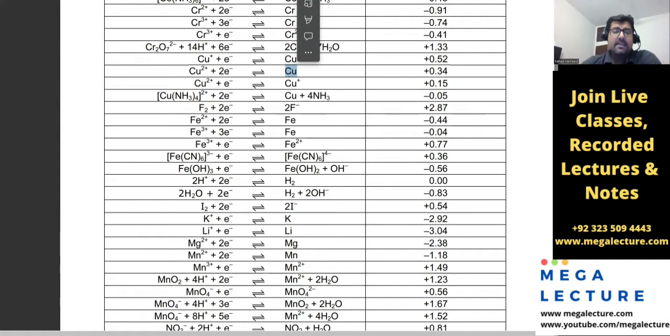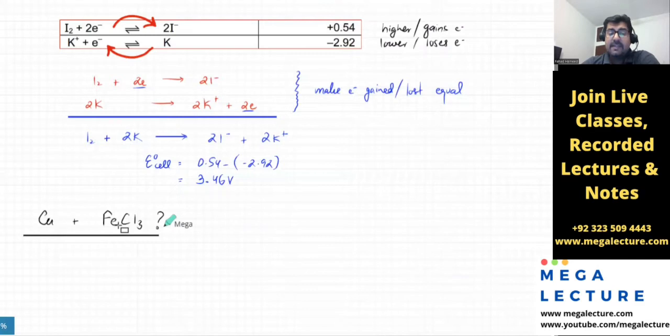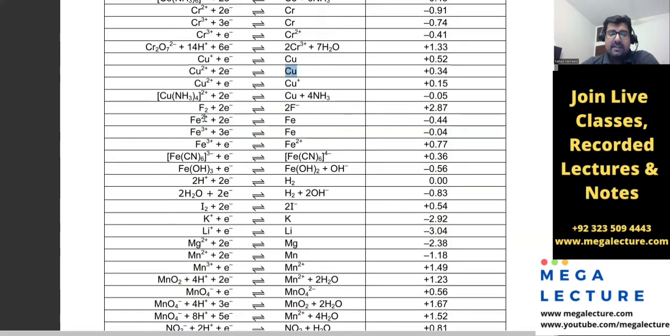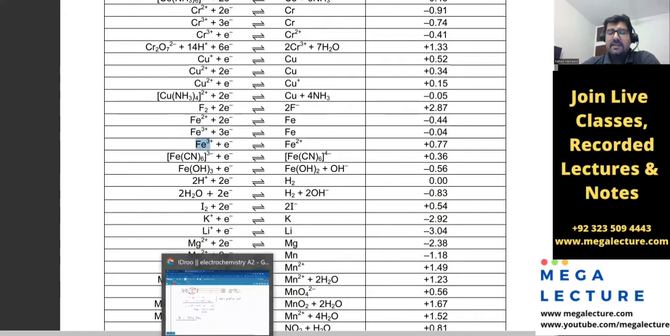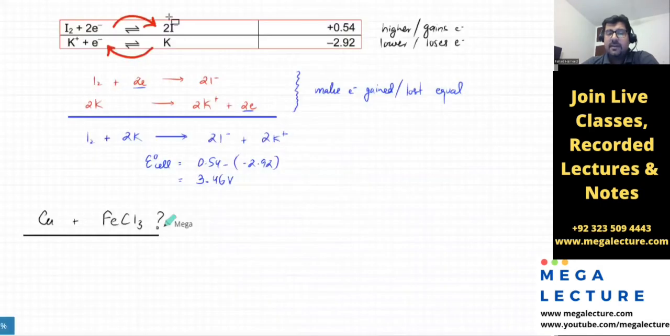The same applies if it's reacting with Fe3+ over here. If you look at the equations, you'll notice that Fe3+ has multiple equations as well. Fe3+ can gain 3 electrons and form Fe. There's another one as well. Fe3+ can gain 1 electron to form Fe2+. So now the problem is that most reactions are not going to be as simple as this one.